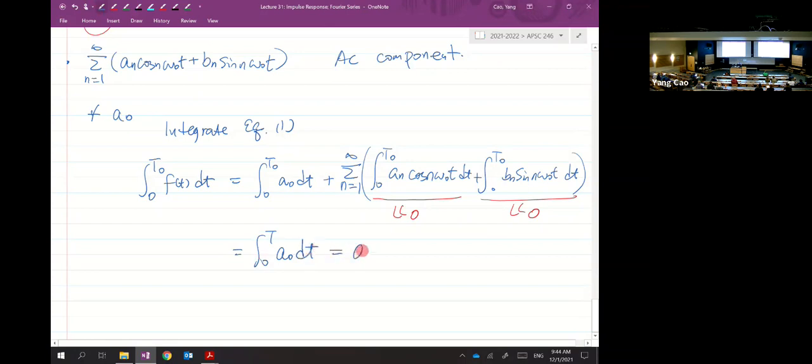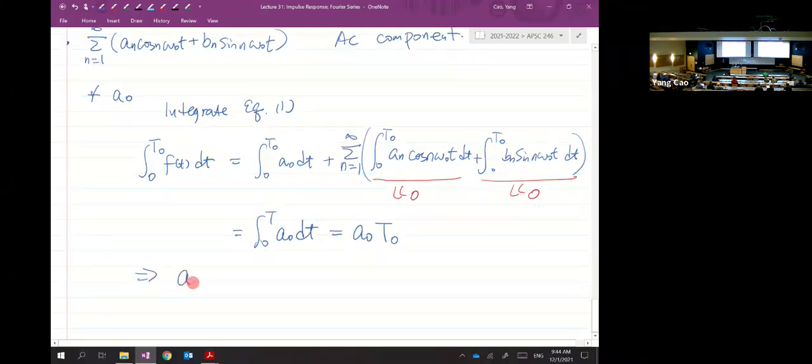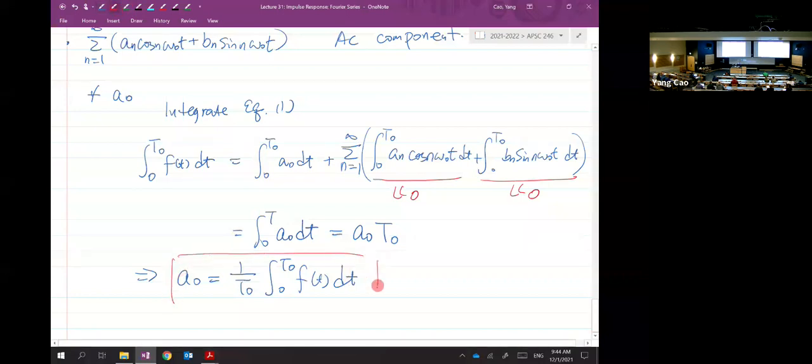this term here, which is A naught times capital T, T naught. So apparently your A naught equals 1 over T naught, integral 0 to T naught f of t dt. So this is the result of how to obtain A naught. It involves integration of f of t from 0 to T naught and then divided by T naught.